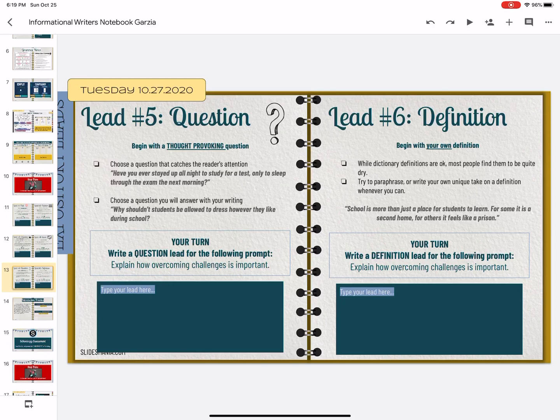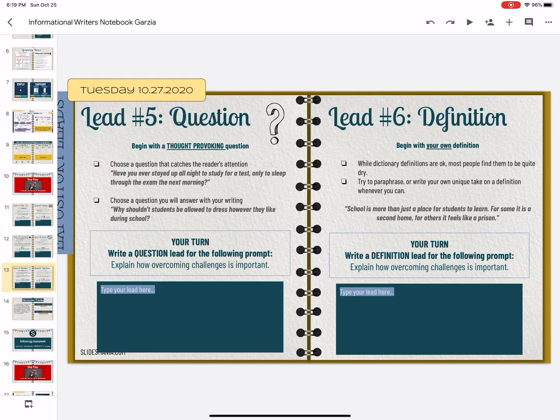And your last one, lead number 6, definition. So begin with your own. You don't even need to use a dictionary for this, because sometimes we all define words and see them and interact with them in different ways. And so we might have a different meaning for what it looks like to do something, right? So while dictionary definitions are okay, most people find them to be kind of dry. They're kind of straightforward and boring. So try to paraphrase or write your own unique take on a definition whenever you can.